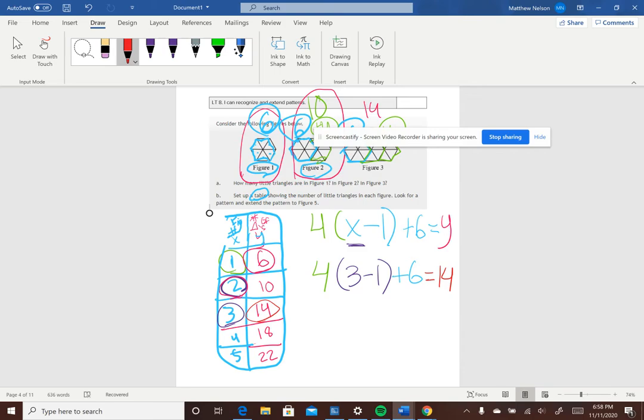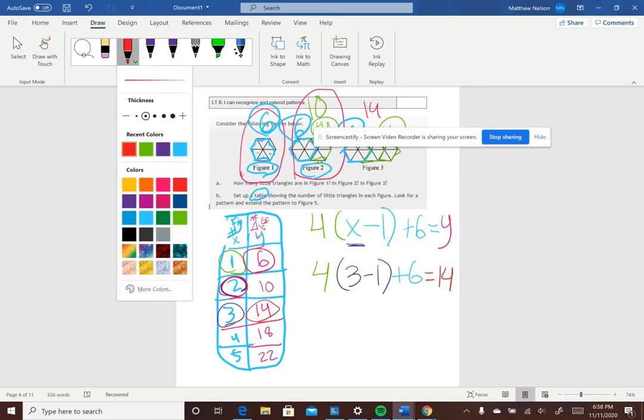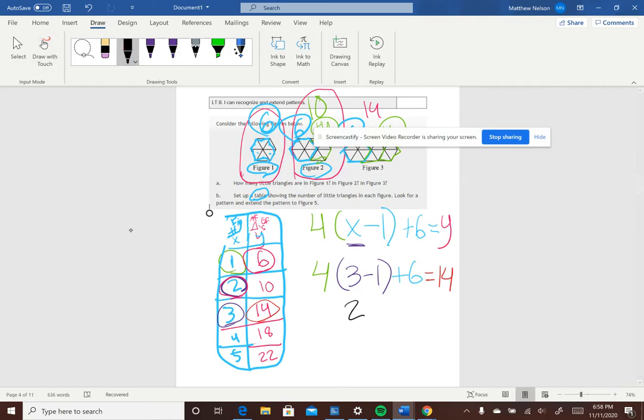So is this true? Well, let's go ahead and solve, and I'm going to do this in black. 3 minus 1 is going to give me 2. So now I have 4 multiplied by 2 plus 6 equals 14. 4 times 2 is 8. 8 plus 6 does in fact equal 14. All right, so this works.